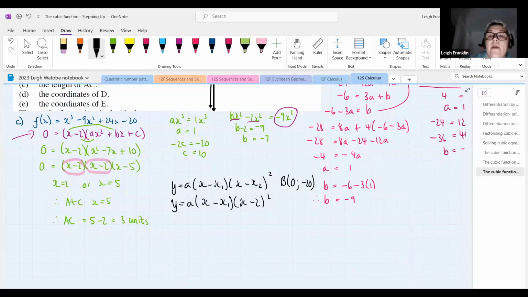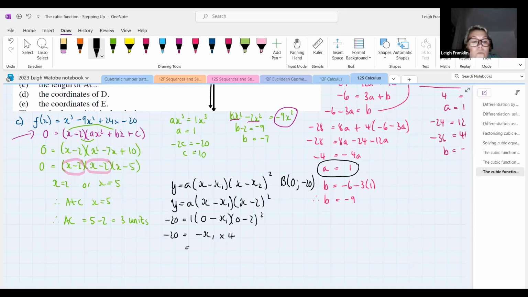We already know that a is equal to 1. We've calculated that all the way back here, so we can fill in our a value. Now we want to sub in our other point. We've got negative 20, our y-intercept. X was 0 when y was negative 20. So we've got 0 minus x1, times 0 minus 2, which now needs to be squared. So negative 20 will be equal to, remember when we multiply 1 by something, it's not going to change, from my first bracket I have negative x1. I now need to multiply that by the value of the second bracket. So negative 2 squared is going to leave me with 4. So the coefficient of x1 is negative 4. Divide both sides by negative 4, and the x coordinate at C is going to be equal to 5. So that would be the alternative way of being able to answer this question.